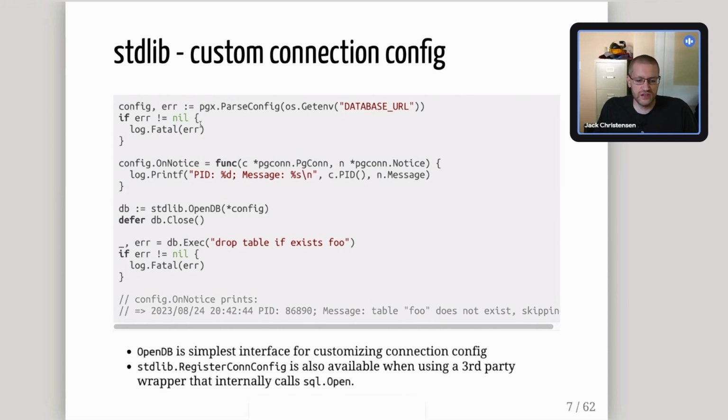You can still use it with stdlib by using a parse config and OpenDB. If, for example, you're using, I think it was SQLX was like this, at least back in the day, where you had to pass it the name of the driver and you couldn't use OpenDB directly. The stdlib also has this register conn config, which lets you basically smuggle a connection config into a connection string, which then the third-party library can access.